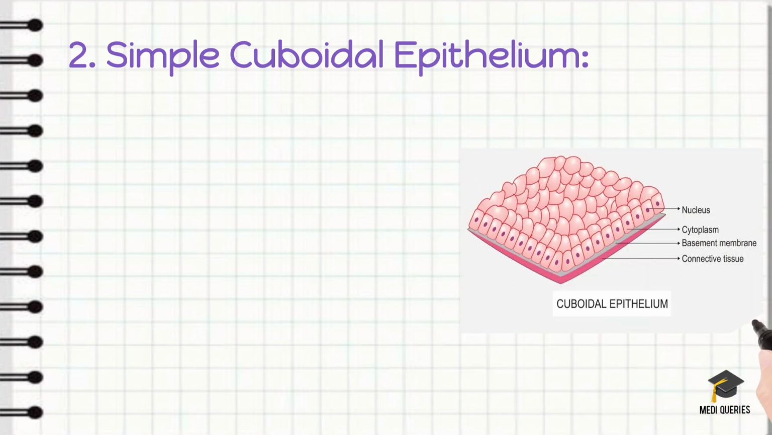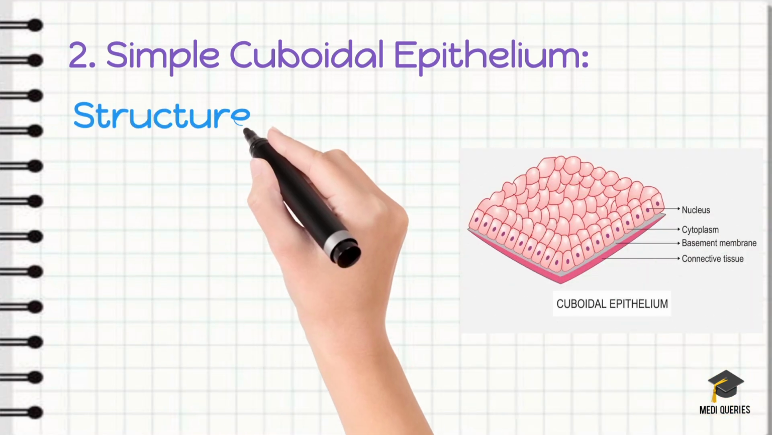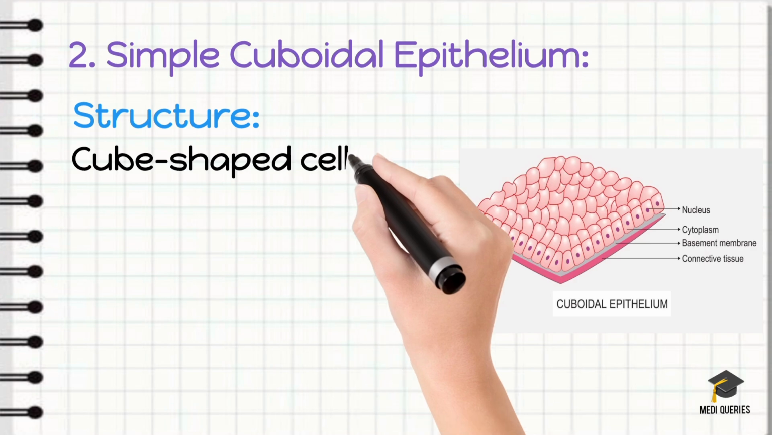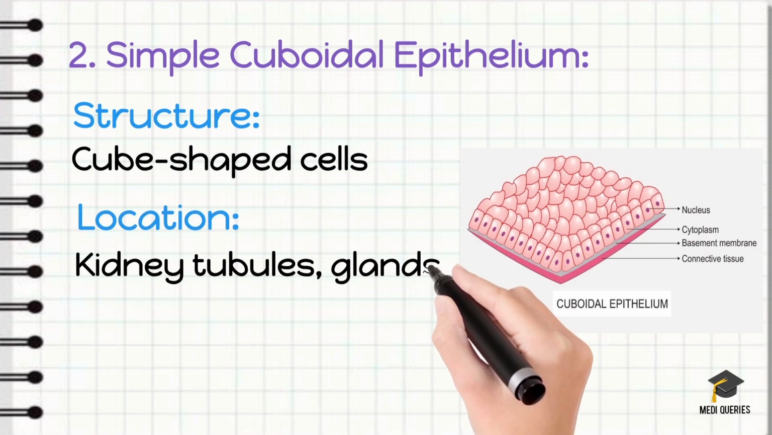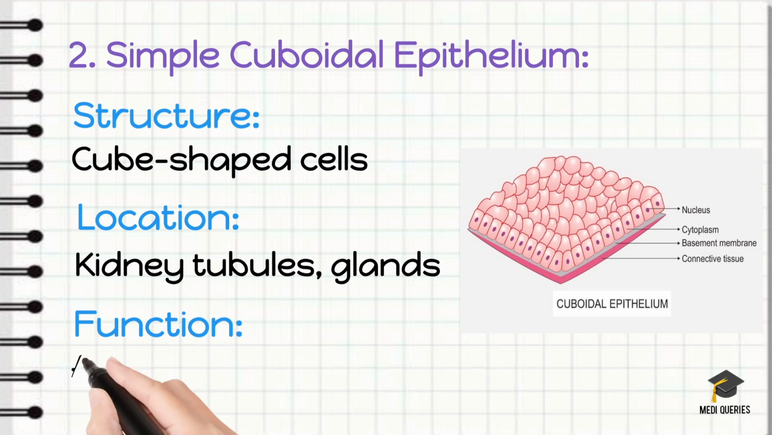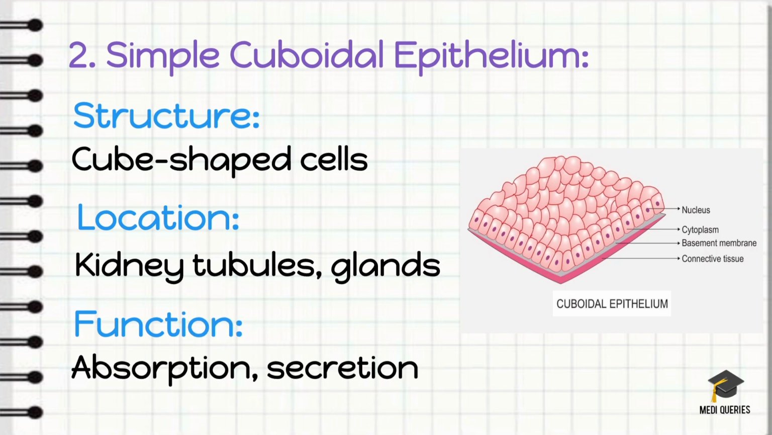The next tissue is the simple cuboidal tissue. Here coming to the structure, it has cube shaped cells. While observing the diagram here, it has cells which are cube shaped, and coming to the location, they are mainly present in the kidney tubules and the glands. Function: it is mainly used for the absorption and secretion processes. As I already told, the function mainly depends on the location of the tissue here. As these tissues are mainly present at the kidney tubules, they are used for the absorption and secretion processes.